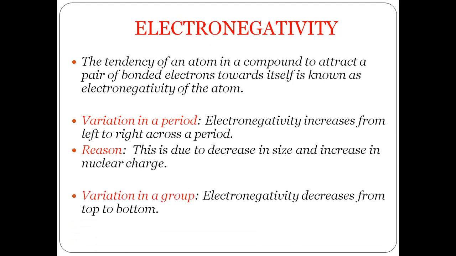Whenever you move down the group, just the opposite case, it will decrease. And the reason is also the same: it is due to the increase in atomic size. When you move down the group, obviously size will increase, so the shared pair of electrons will go far. When the shared pair of electrons goes far, the attractive force will decrease. When attractive force decreases, the electronegativity will decrease. So that is how we can understand.